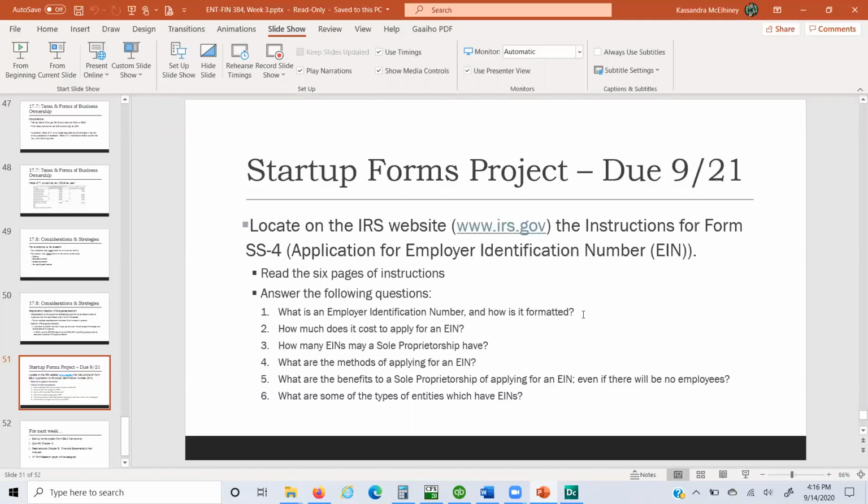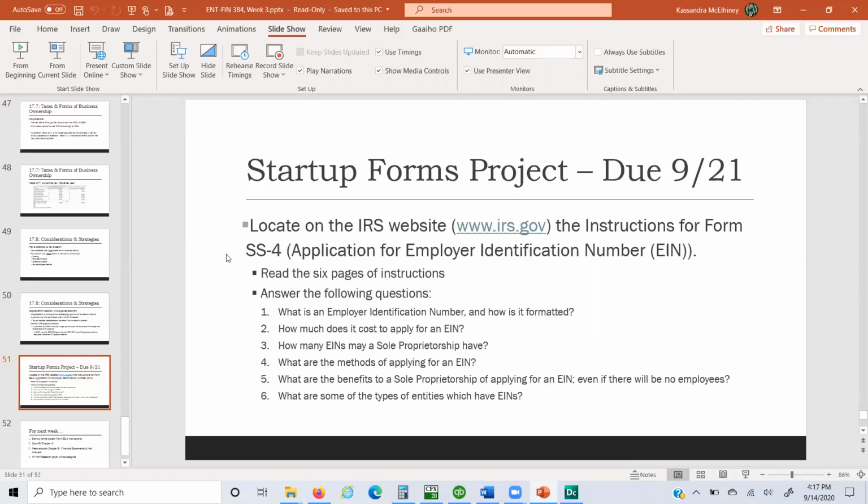What is an employer identification number and how is it formatted? The second question is how much does it cost to apply for an EIN? Third, how many EINs may a sole proprietorship have? Fourth, what are the methods of applying for an EIN? Do you have to do it online or are there other methods available? Fifth, what are the benefits to a sole proprietorship applying for an EIN even if there are no employees? Hint, we covered this in the PowerPoints. And sixth, what are some of the types of entities which have EINs? It could be a sole proprietorship who has employees or who asked for one.